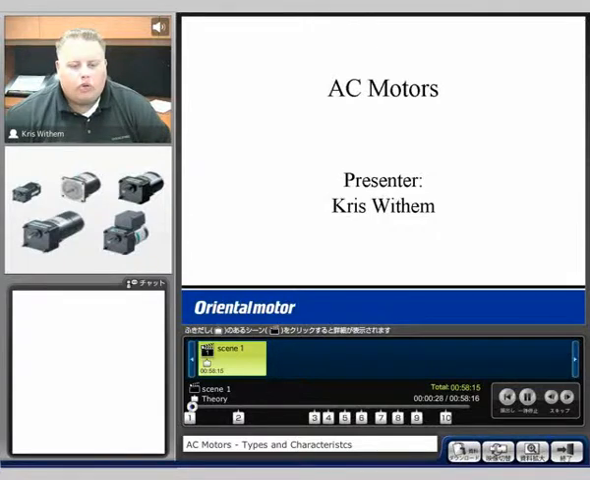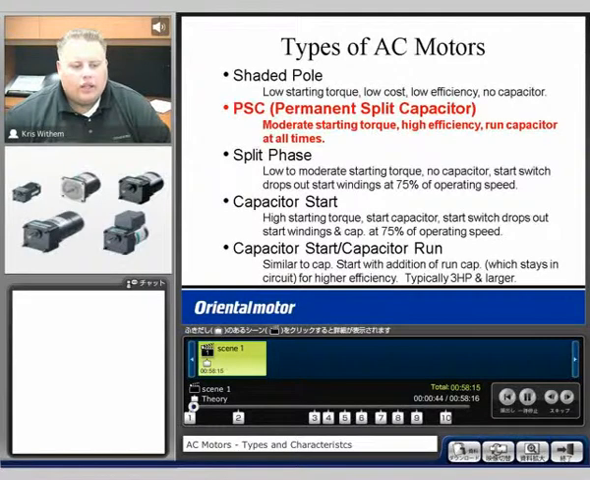So today we're going to go over AC motors. This is going to go over some brief theory and then some product information as far as what products we have to offer here at Oriental Motor. So with that, let's begin. The types of AC motors. There are a lot of different types of AC motors out there on the market.